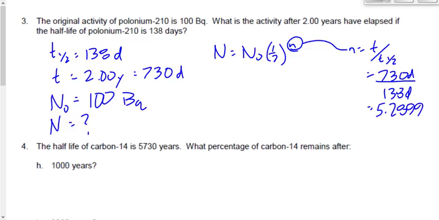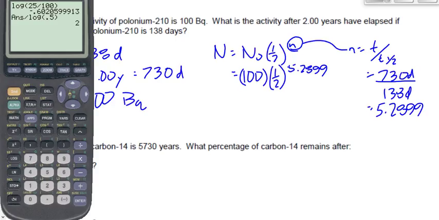Now, when we solve this, when we get N, would we expect N to be bigger or smaller than N0? Smaller. 5 half-lives have gone by. With each half-life, you're going to cut what you have in half. So we're going to be quite a bit smaller than the original amount here, right? Start with 100 becquerel, 1/2 to the little n, 5.2899.